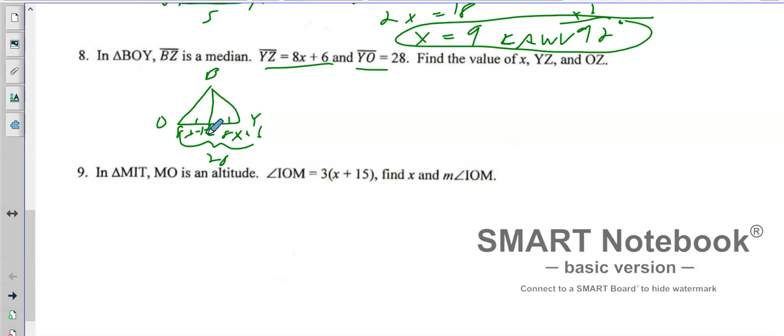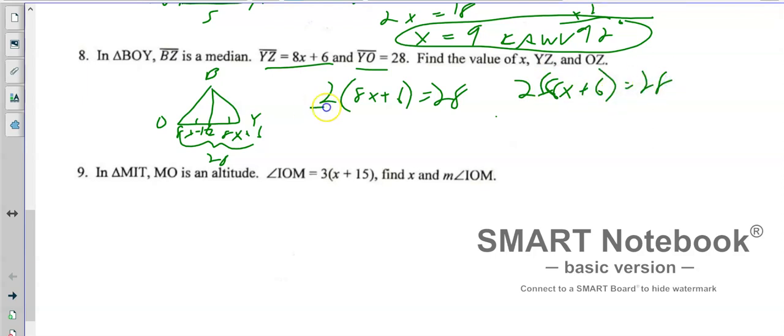So you can write 8x plus 6 plus 8x plus 6, or just simply 2 times 8x plus 6 equals 28. The most common mistake on this is just to say 8x plus 6 equals 28, but 8x plus 6 is only half of it. Now, there's 2 ways to go about this. You can distribute the 2, or you could just divide by 2 right here. Okay, so I'm going to show you both ways.